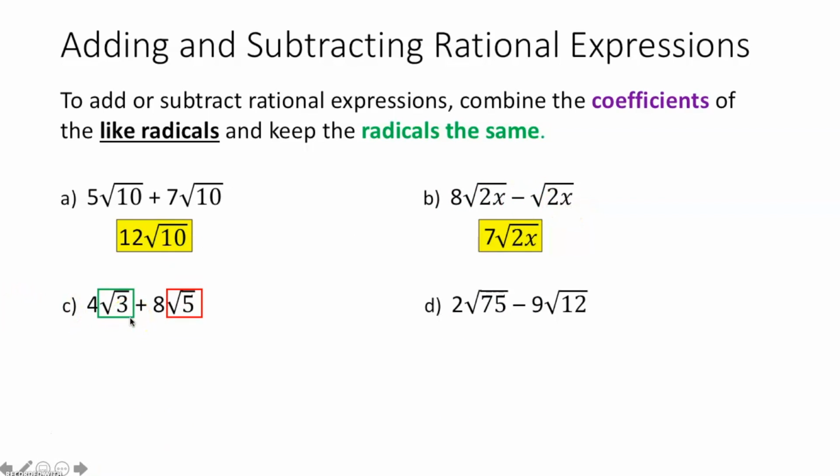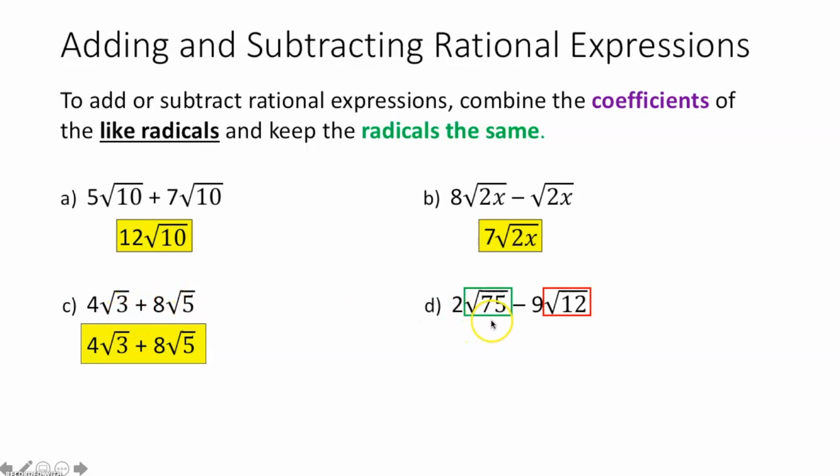Here, do we have like radicals? No, this is rad 3, this is rad 5. So there's no way to add these together. So your answer is 4 rad 3 plus 8 rad 5. Done. Over here, are these like radicals? No, they are not. But what makes this different than this is that this is rad 3 and rad 5, meaning that if I wanted to, I couldn't break up rad 3 or rad 5.